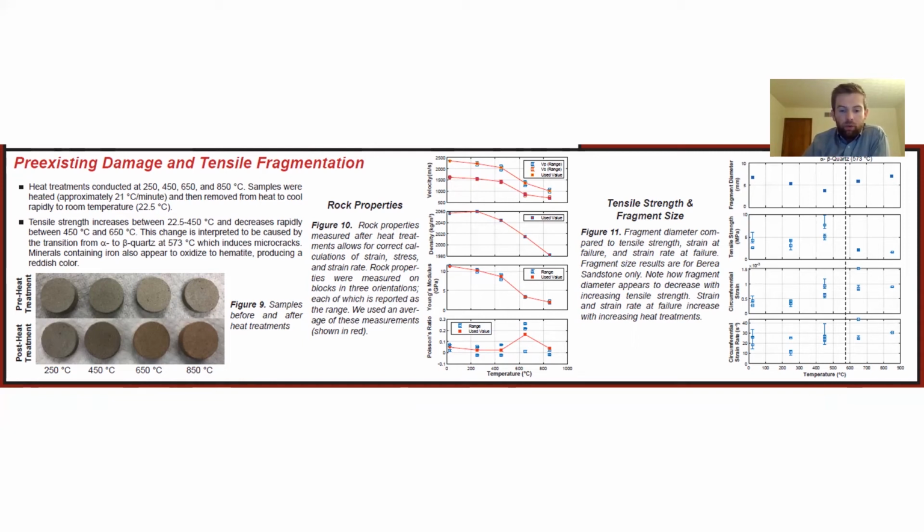In Figure 11, we compare fragment size for each heat treatment level to tensile strength, strain at failure, and strain rate at failure. Fragment size appears to decrease with increasing tensile strength, but we are still evaluating these early results in order to understand these processes further.